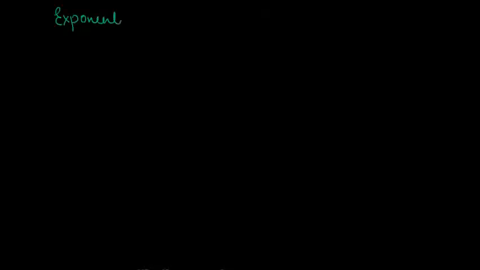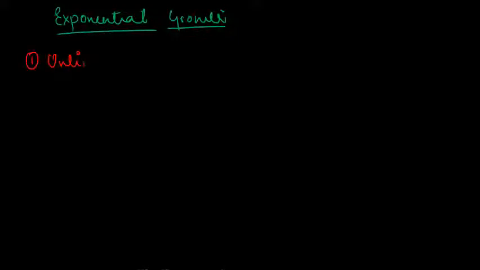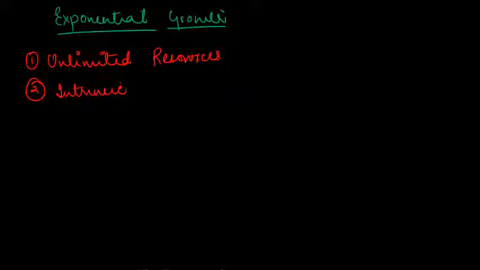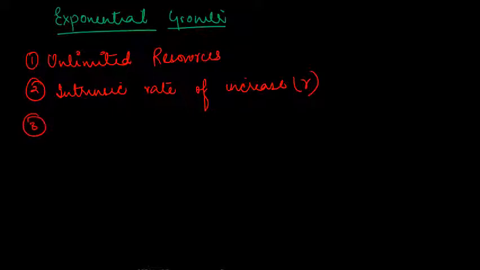Next, before going to logistic, let me tell you what we have seen in exponential growth. We have seen that exponential growth happens when there is availability of unlimited resources. So organisms will utilize the resources and reproduce to their maximum capacity, which is also known as intrinsic rate of increase. And this intrinsic rate of increase is represented by R. And this kind of growth is represented by a J-shaped curve.